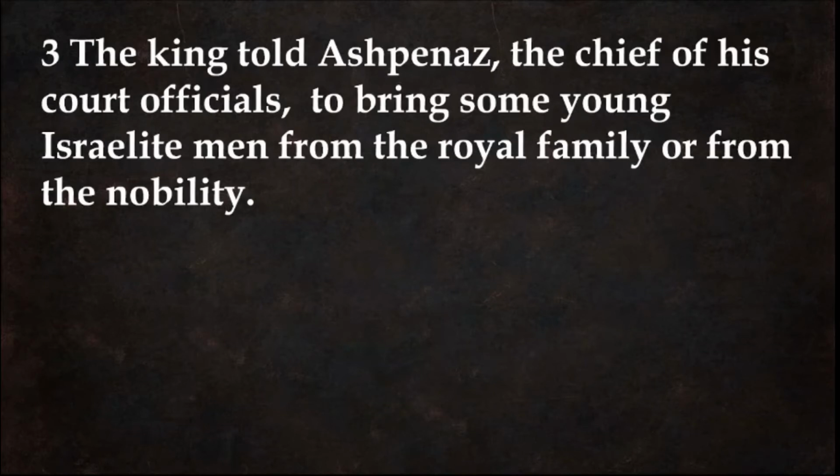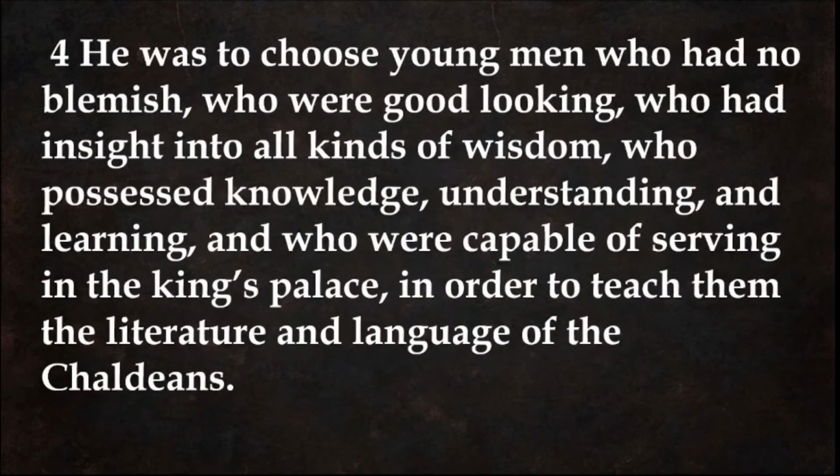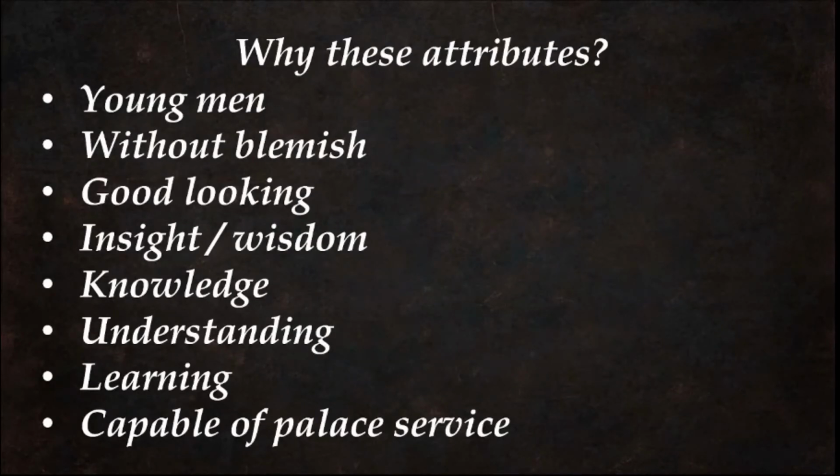Anyway, so the king told Ashpenaz to bring some young Israelite men from the royal family or from the nobility. So you've conquered Judah, bring some Jews. And he was to choose young men who had no blemish, who were good-looking, who had insight into all kinds of wisdom, who possessed knowledge, understanding, and learning, and who were capable of serving in the king's palace in order to teach them the literature and language of the Chaldeans. Well, let's look at the list before we get to the Chaldean thing. So why these attributes? Young men, no blemish, good-looking, insight, wisdom, knowledge, understanding, learning, capable of palace service.